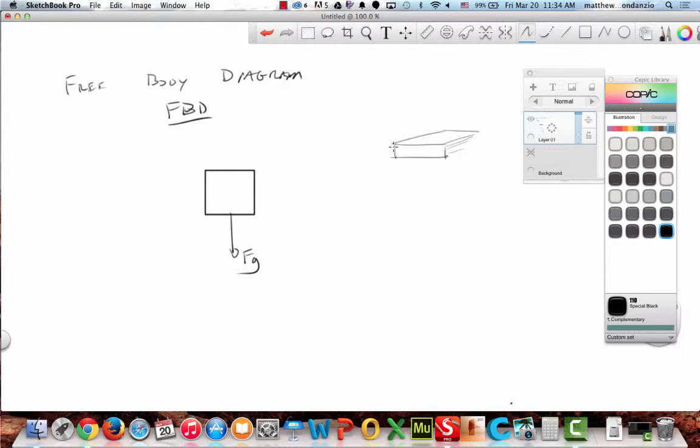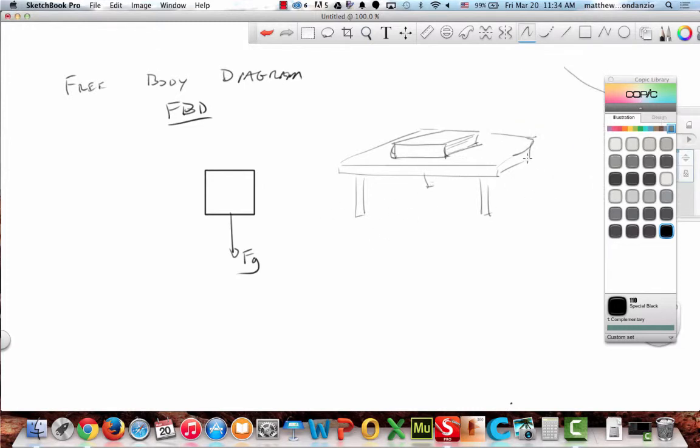Okay. Hold on a second. And we're modeling that book on a table. So this is going to be a model of the book on the table. Guys, we're looking at this book from the side. Okay, so our force of gravity is pulling down.